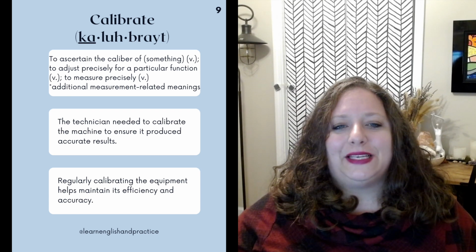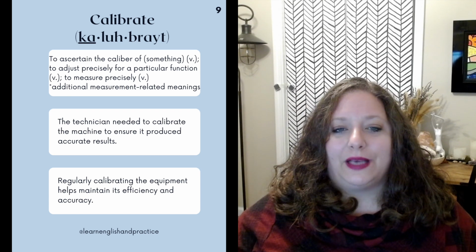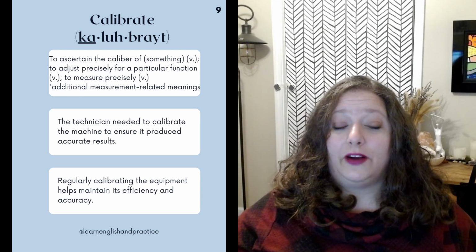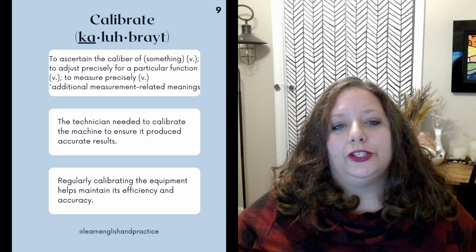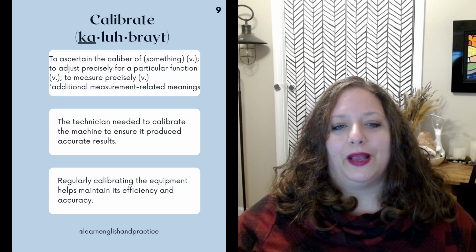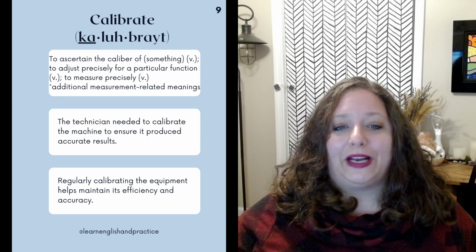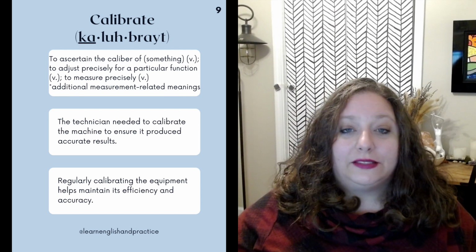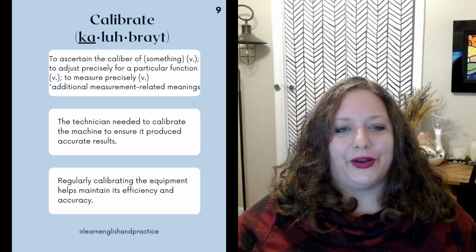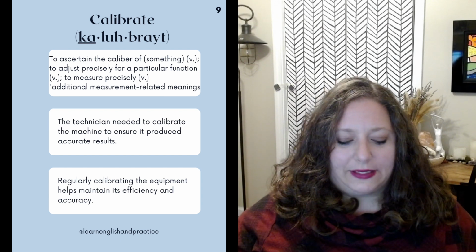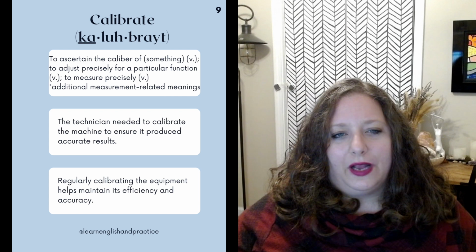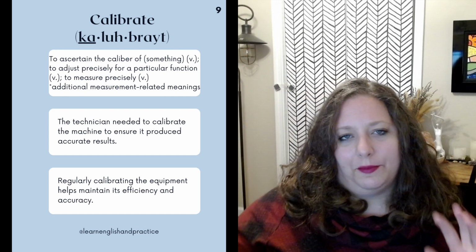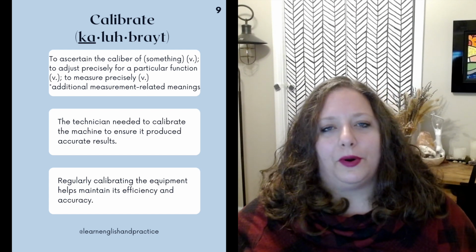Calibrate. This means to ascertain the caliber of something, as a verb; to adjust precisely for a particular function, as a verb; to measure precisely, as a verb. And there are additional measurement-related meanings. In fact, there are so many, it felt tedious to put them all on here for you. So to calibrate something is to kind of use it to adjust something to make it work properly.